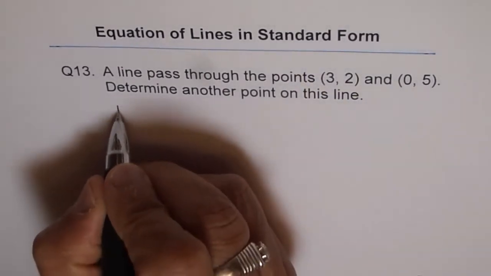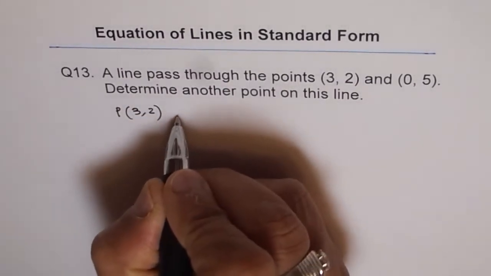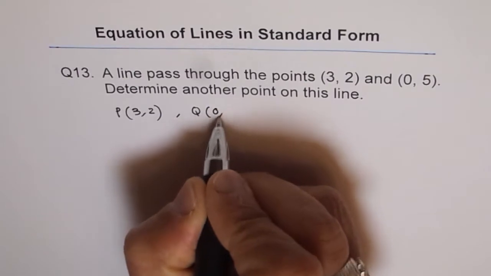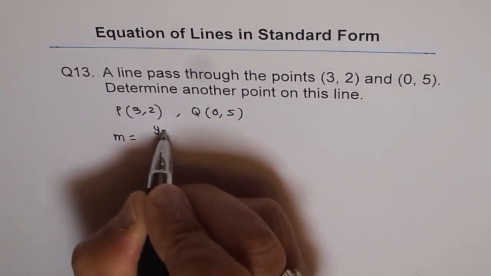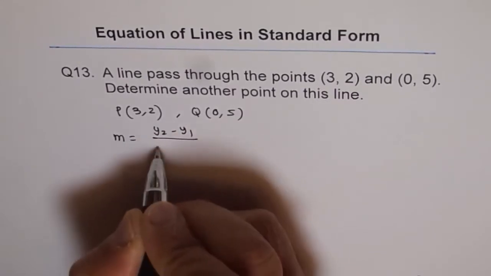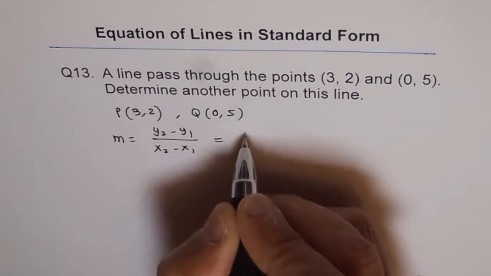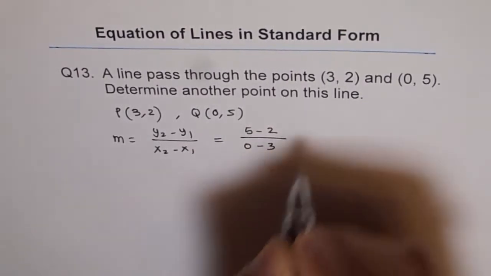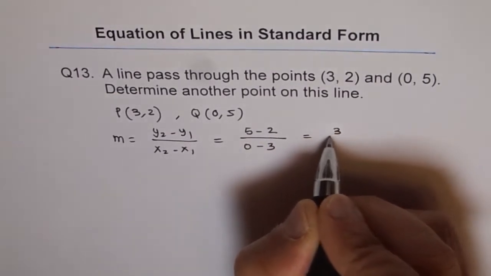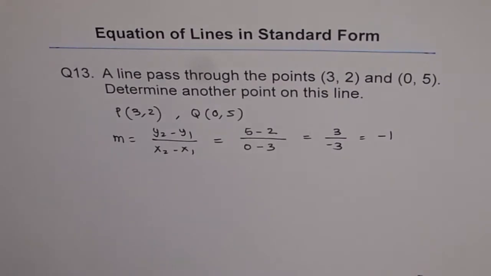Now the points are, let's say, (3, 2), and let's call this point Q, (0, 5). Now the slope will be y2 minus y1 over x2 minus x1. Now y2 is 5, so 5 minus 2 divided by 0 minus 3. Now 5 minus 2 is 3, divided by minus 3. We get minus 1. So the slope is minus 1.